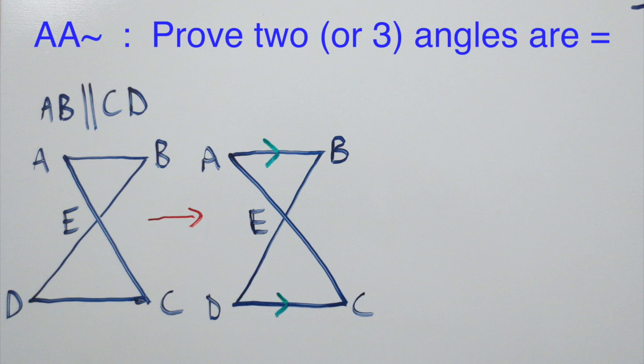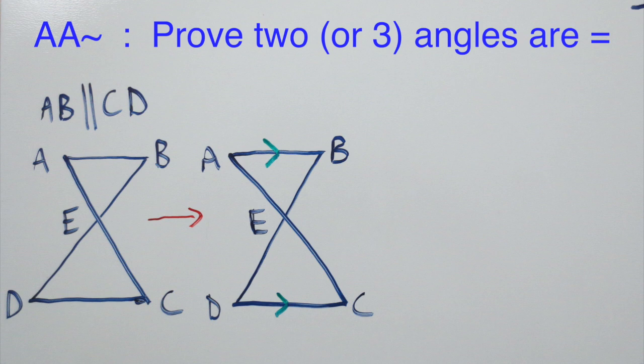So as you can see, I've marked the AB and CD segments with the green arrow. So the green arrow, that's just showing that those two segments are parallel to each other. So the question is, if those are parallel, what kind of angles can we then say are equal?